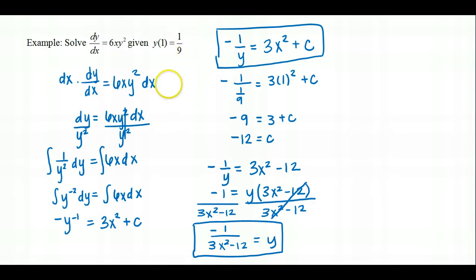So you'll notice almost everything stayed the same, except that the first thing we needed to do was isolate the variables, separate them. That's why it's a separable differential equation. And then the last step is to make sure we can write this as an explicitly defined function. In other words, get the y by itself on one side of the equal sign.